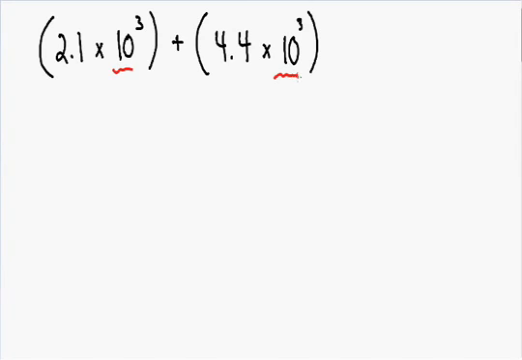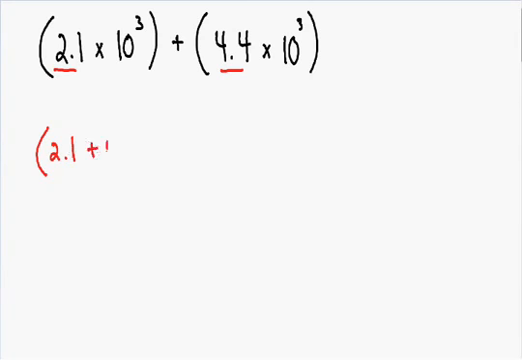And if they're not the same, don't stress out. There are ways of still solving the problem, and we're going to go over an example of that later on in this video. So let's get started right away with this problem. Here we're adding in scientific notation, so our first step is to add the constants. We have a constant of 2.1, and we have another constant of 4.4. So we need to add these two constants together.